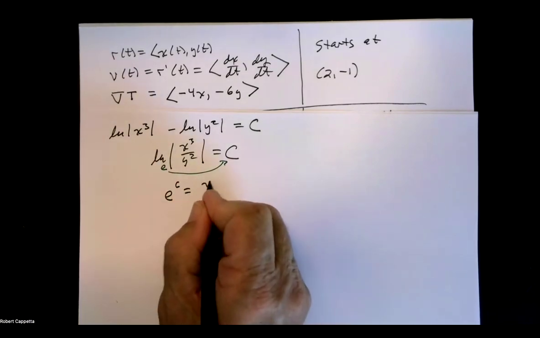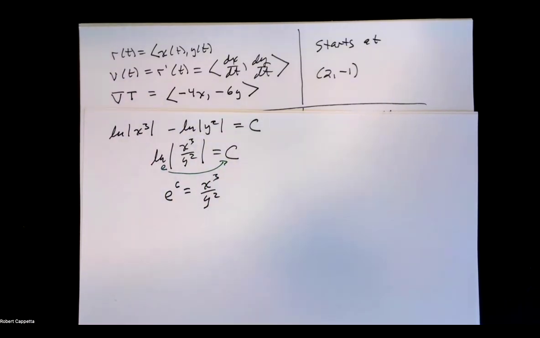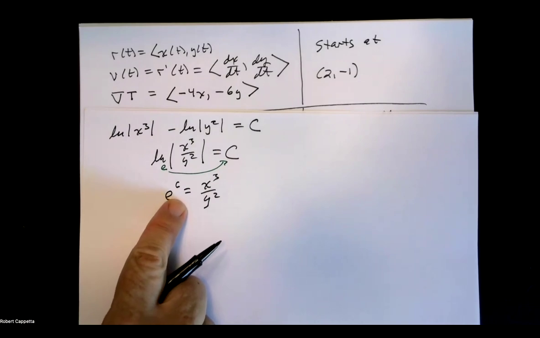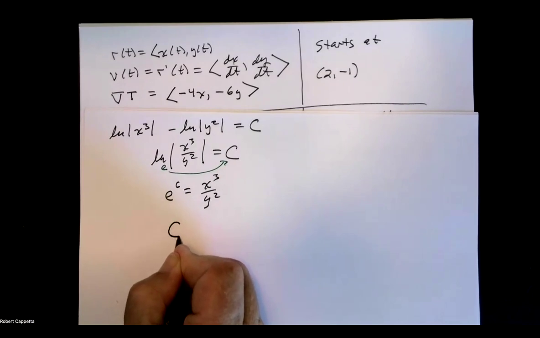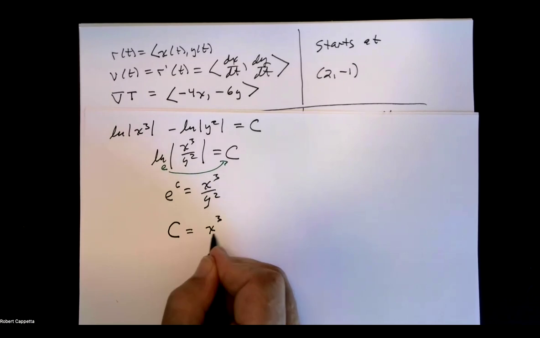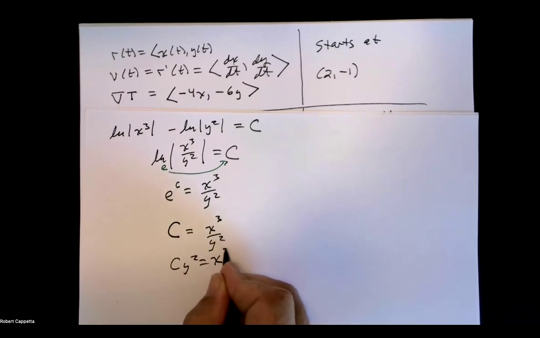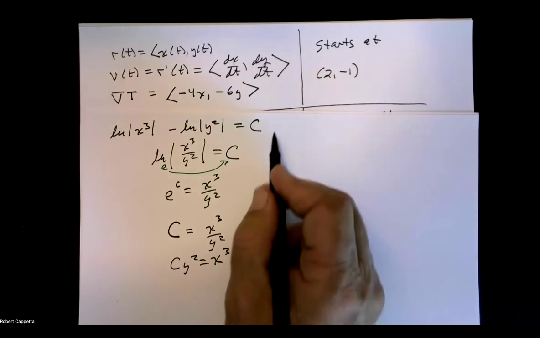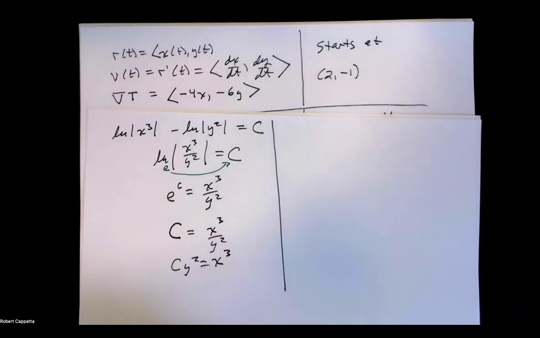E to the c is x cubed over y squared. E to the c is a constant, so if we just think of it as being positive, I could say c is x cubed over y squared. In essence, it's absolute value, but I'm going to choose to ignore that. Multiply both sides by y squared, and I get c y squared equals x cubed. So now the next question is, how do I solve for c?